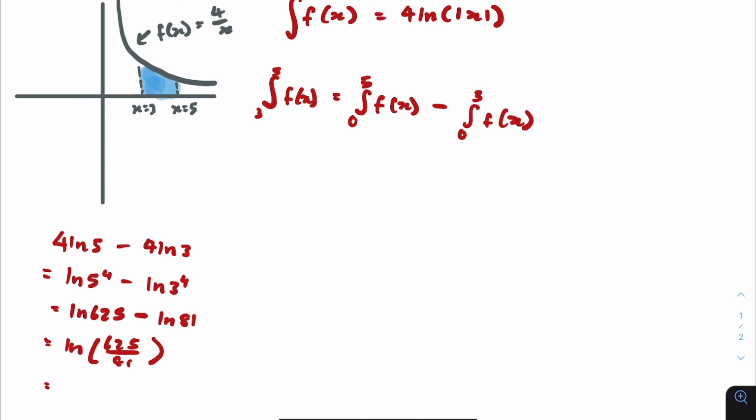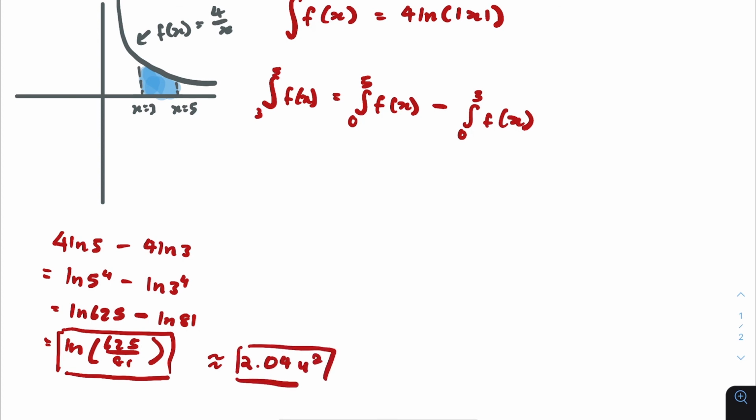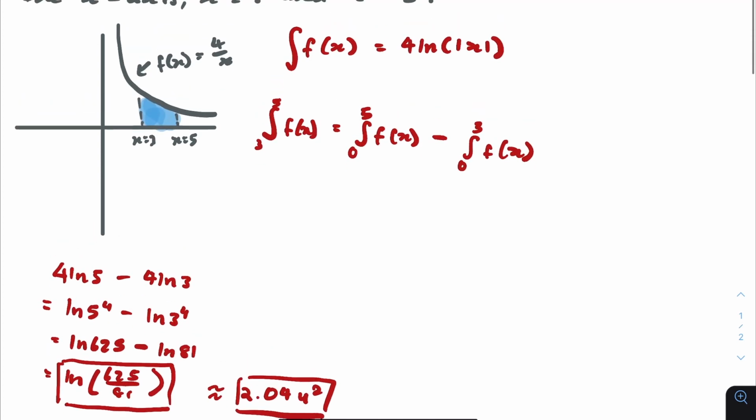625 divided by 81 is still the same. It can't be simplified further. So if we were writing it very specifically, this would be how we write it. However, if we wanted to find the value, well, not the exact value, but to a decimal place, that would just be ln of 625 over 81, which gives us roughly 2.04 units squared. Unless they specify different units, always use units squared, it's just safer.